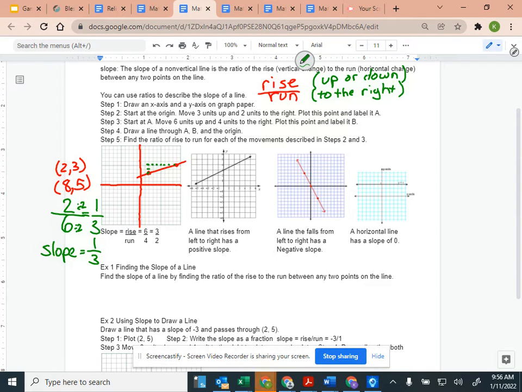So remind yourself, don't just write rise over run if you don't know what it means. Remind yourself what it means. What does the rise mean? What does the run mean? I would put up equals positive. Down equals negative. Because if you're going down for your slope, you need to remember it's going to be a negative number.